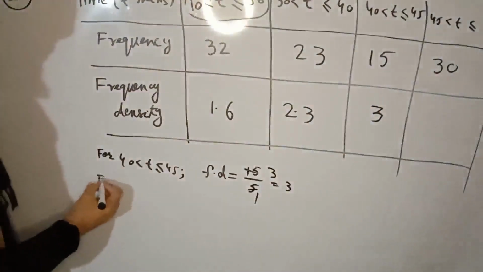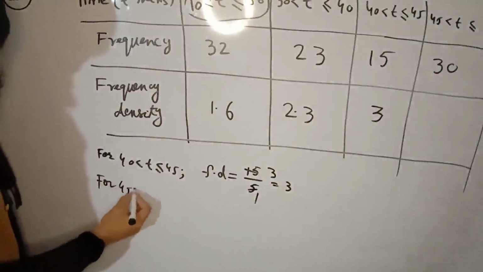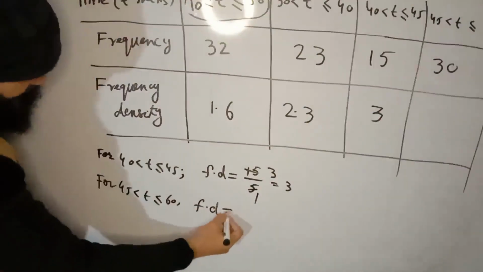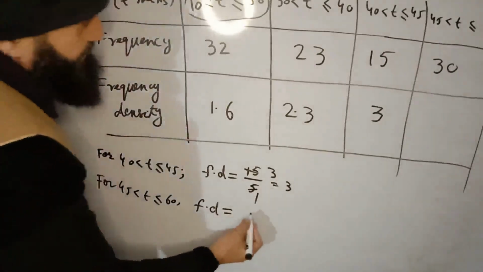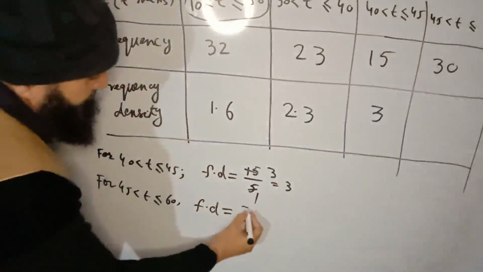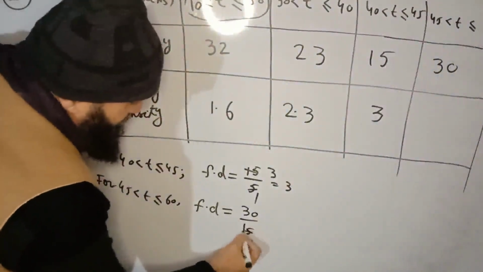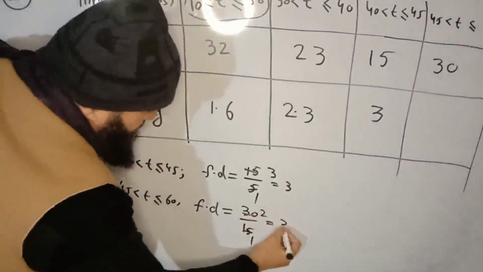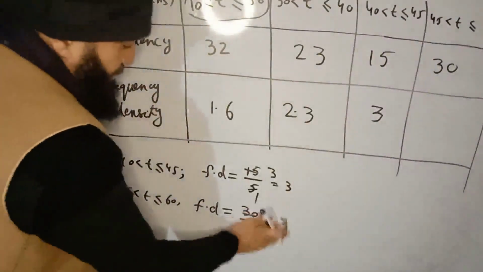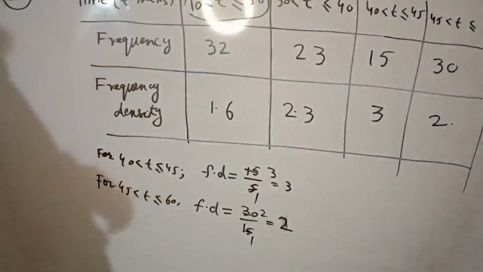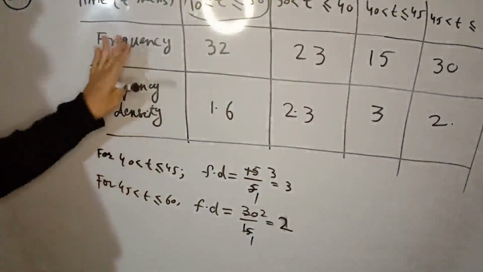Similarly, for 45 is less than t is less than or equal to 60, we have frequency density is equal to frequency, 30, divided by width of interval. 60 minus 45 is 15. So 30 over 15 is equal to 2. It means 15 twos are 30. So there should be 2 here. So now we have complete table. We can draw histogram for this table.